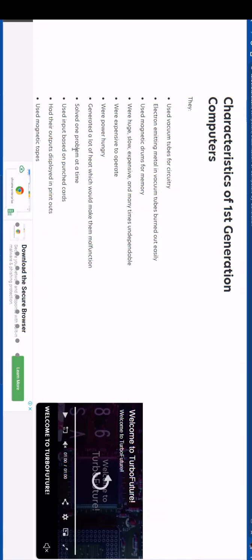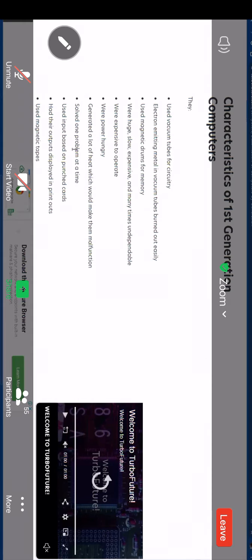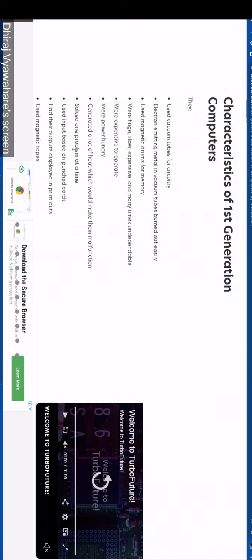It is very expensive to operate. They take a large amount of power. They generate a large amount of heat. Okay, user input is based on punch cards.